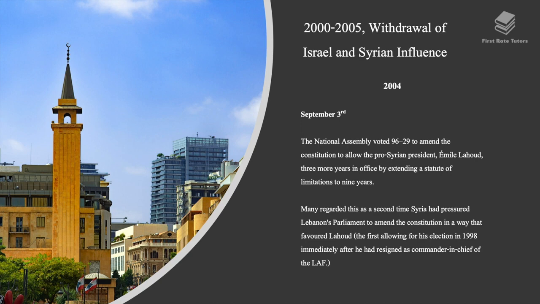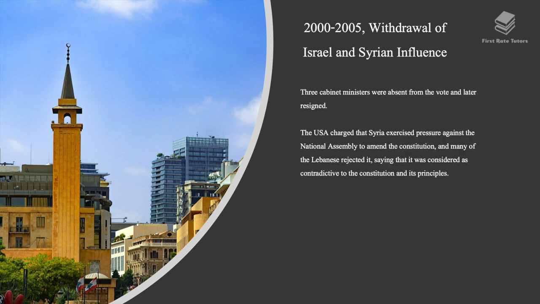On September 3, 2004, the National Assembly voted to amend the constitution to allow the pro-Syrian president Emile Lahoud 3 more years in office by extending his term to 9 years. Many regarded this as the second time Syria had pressured Lebanon's parliament to amend the constitution in a way that favored Lahoud. 3 cabinet ministers were absent from the vote and later resigned.